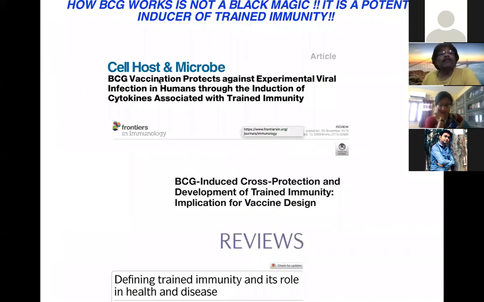And detailed work has been done on how BCG vaccination protects against experimental viral infection. It's an anti-tuberculosis vaccine, but it also protects against experimental viral infection by inducing trained immunity. Cell Host & Microbe, a very prestigious journal, published this work. And big detailed reviews have also been published on how BCG-induced protection develops trained immunity. So there is lots of literature on how the BCG vaccine could help.